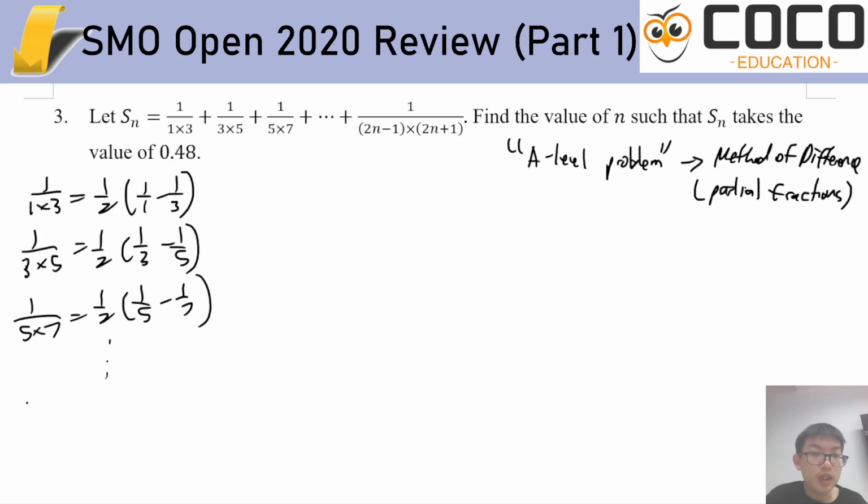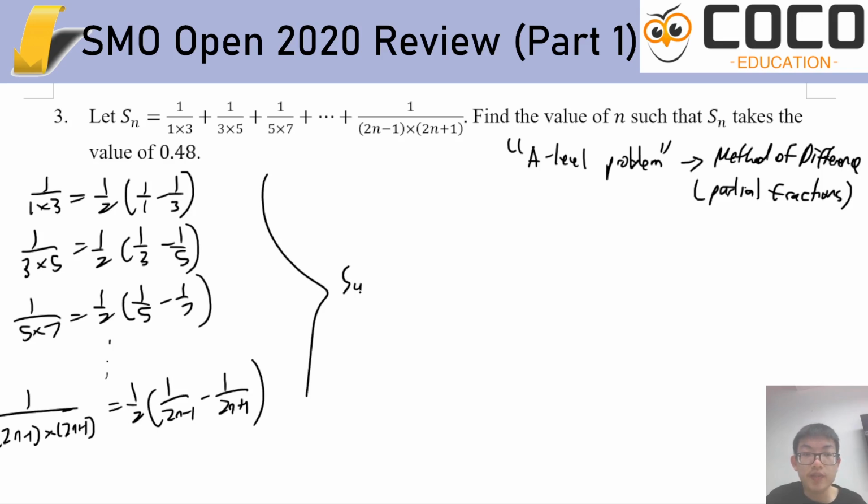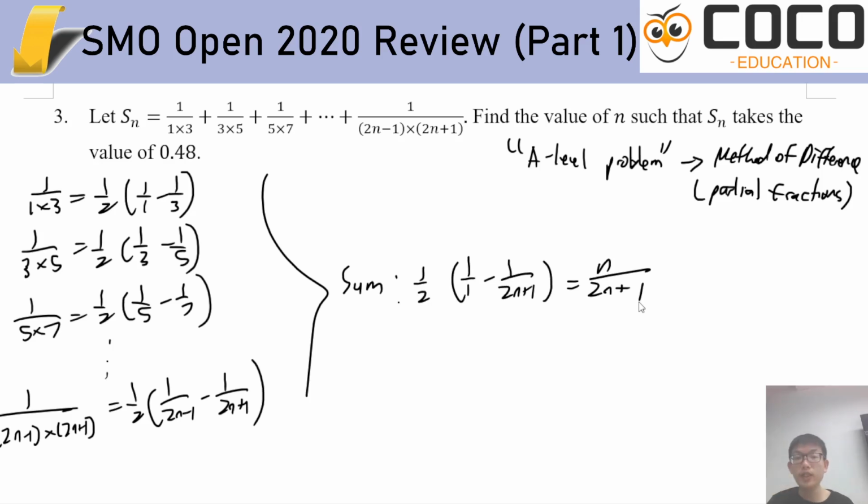And so on up to the last factor here. If you sum it, everything will cancel with the common factor of 1/2 on the outside. So n over 2n plus 1 is supposed to be equal to 0.48, and 0.48 is 12 over 25. So evidently this means that n is 12.